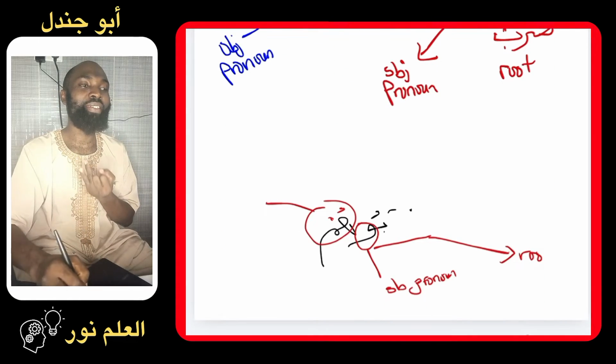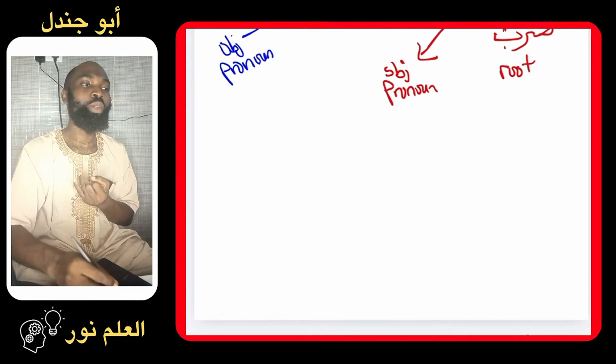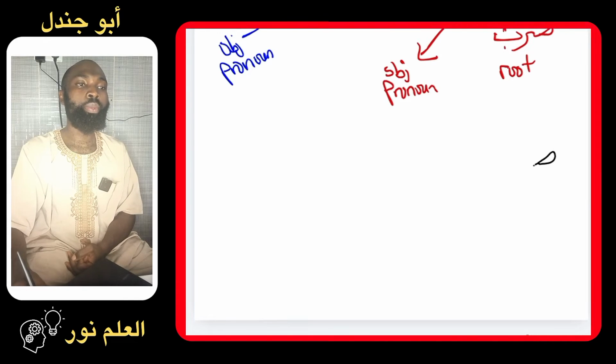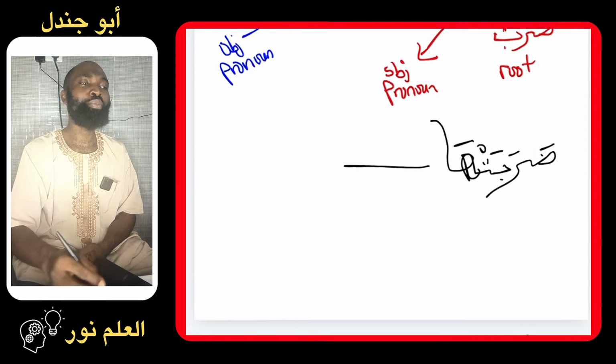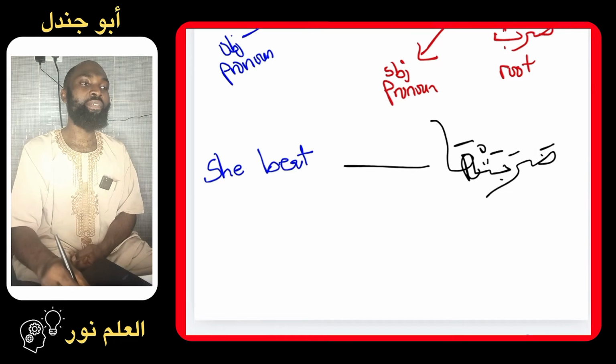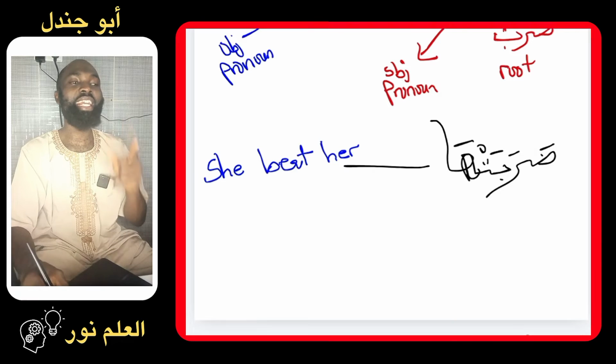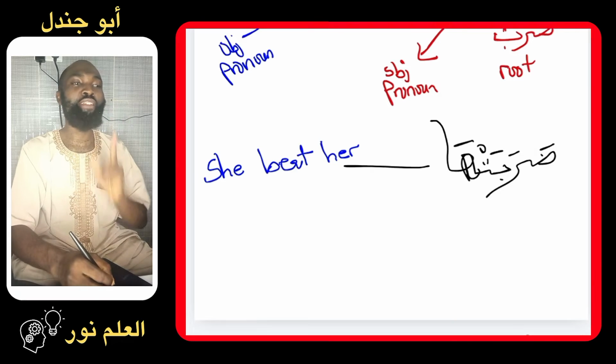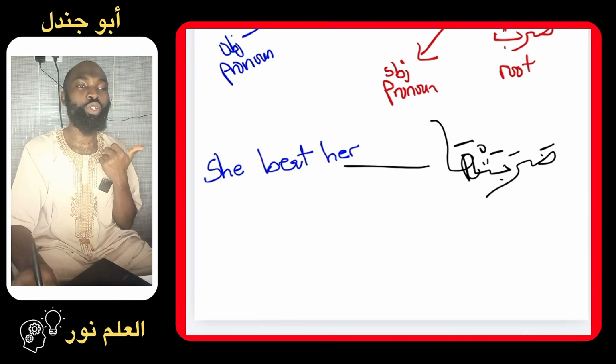Let's consider another example. Let's look at the word dorobatha. Dorobatha. This single word also means she beat her. The difference between this and the first is that here the performer of the action is a female and the receiver of the action is also a female.